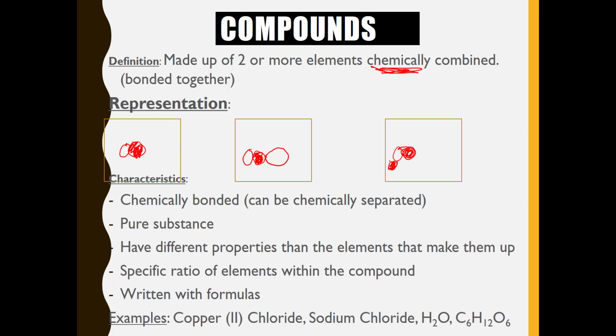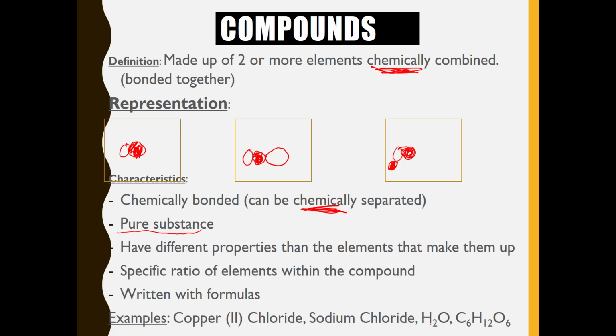Chemically bonded means that they can be chemically separated. So again, since they can be chemically separated, this is a big part, unlike elements. They can be considered a pure substance as long as they're made throughout with the same compound. So think of water. A glass of H2O is pure H2O. H2O is a compound between hydrogen and oxygen, but the compound or the overall entity is a pure substance. With compounds, you can have different properties than the elements that make them up. Hydrogen we know is a gas, oxygen we know is a gas, but water we know typically is not a gas. They're at a specific ratio of elements within the compound.